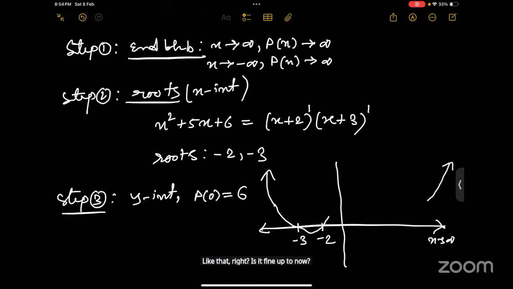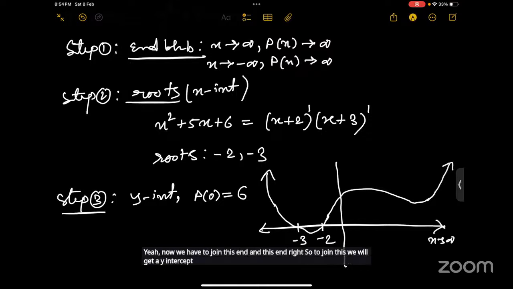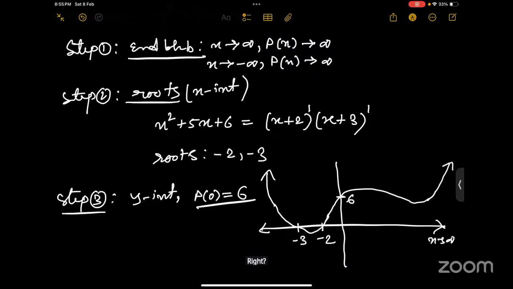Yes, ma'am. Now we have to join this end and this end, right? To join this, we will use the y-intercept, and this y-intercept is nothing but 6. That means this length is 6. That is how we can draw the graph of a polynomial in these 3 steps. So is it clear to all of you, these 3 steps?